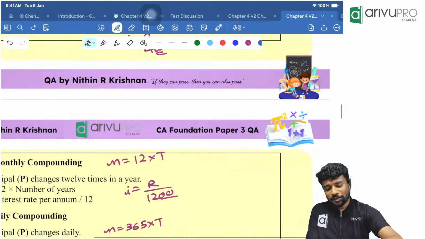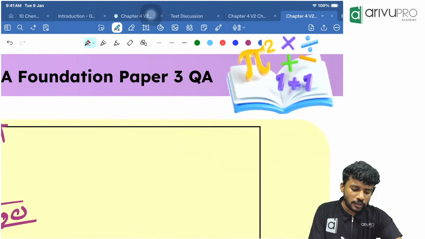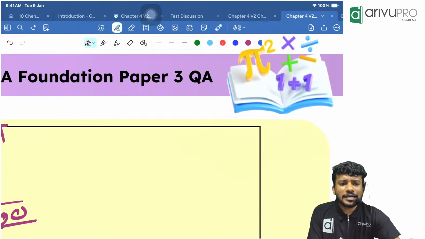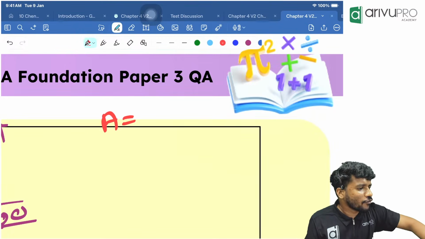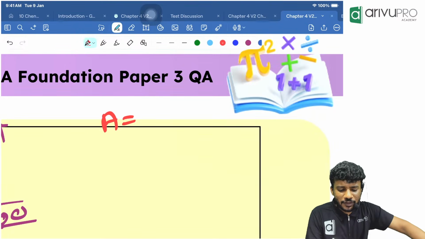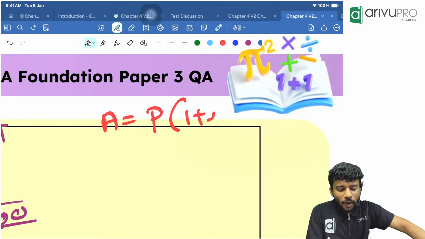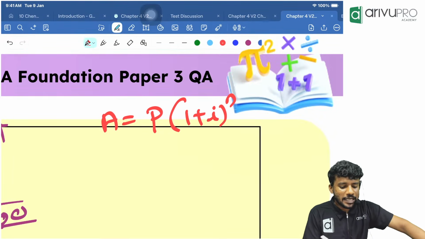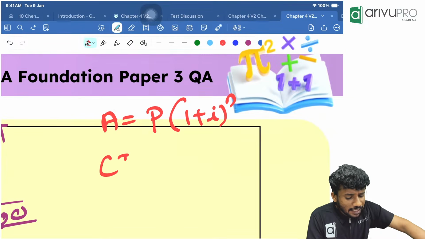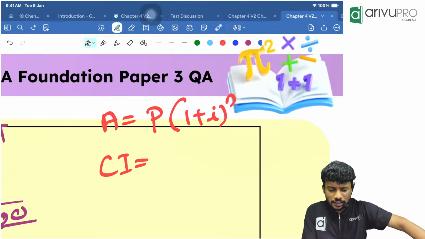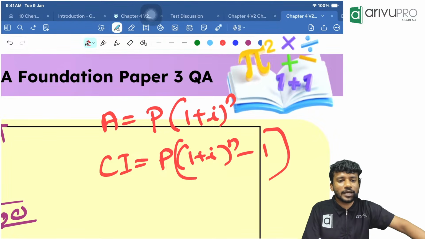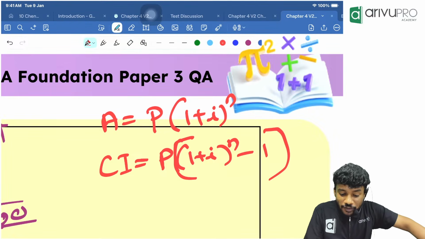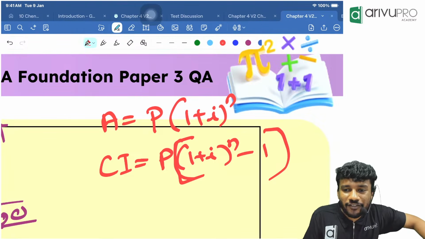Now, another way I will ask a question. What is the amount formula or the final value formula for compound interest? Can anyone tell me the answer? P into 1 plus I, the whole power n. Then, what is the CI formula for compound interest? That is P into 1 plus I, the whole power n, then minus 1 at the end. So never forget this. This is the formula way of doing it.